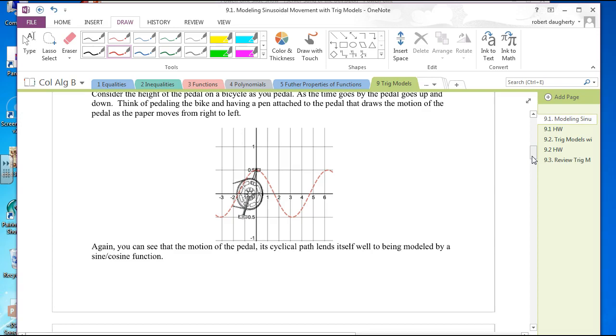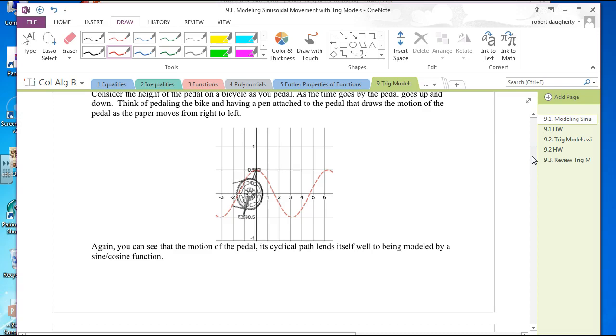This pedal right now is at the top. As I pedal, where's it going to go? Down, but then it's going to go where again? And it's just going to keep on doing that forever. That's all the height of the pedal is going to do, just go up and down, just like this. What would the period tell me about that?